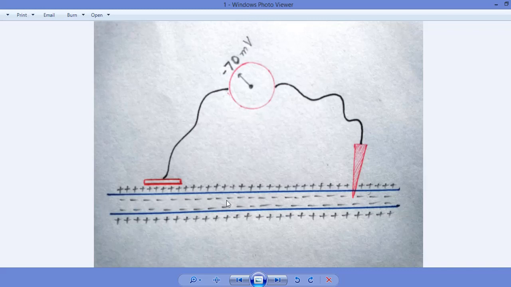We can see in the diagram that normally the internal environment of the neuron remains negative, while the external environment outside the membrane of the axon remains positive. It doesn't mean that the internal environment is completely or absolutely negative, or that the external environment always remains positive. It means that the internal environment is comparably negative and the external environment is comparably positive.